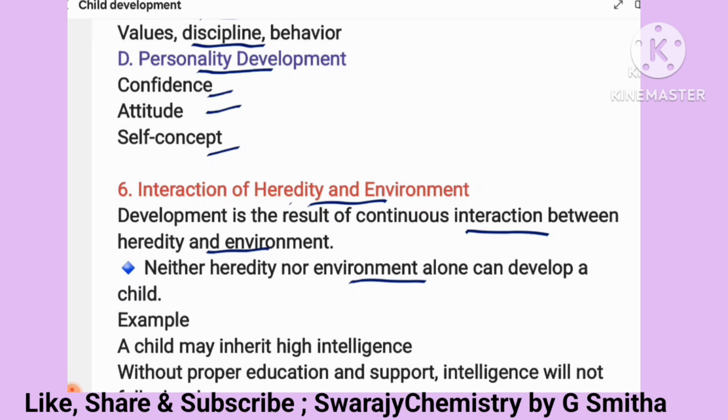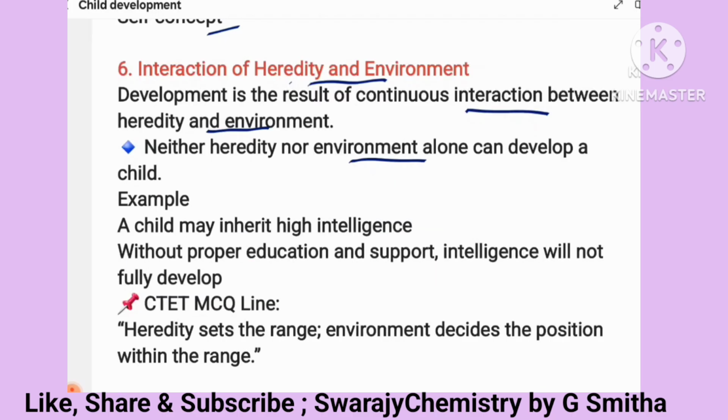Both must work together. Think of heredity as potential and environment as opportunity. If potential is present but opportunity is missing, development remains incomplete. Let us understand with a simple example. A child may inherit high intelligence from parents, but if there is no proper education and no guidance, then that intelligence will not fully develop. So, heredity alone is not enough.